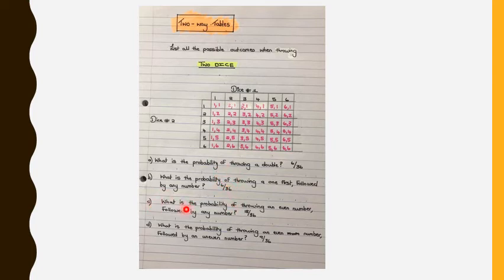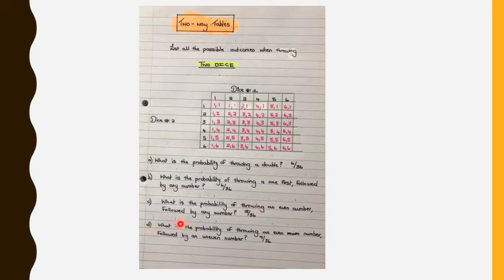Number C, what is the probability of throwing an even number followed by any number? Okay, so an even number would be all the 2s, all the 4s, and all the 6s over there. Okay, and in each one there's 6 numbers. So 6, 12, 18, because they say it can be followed by any number. So it is 18 over 36. And please just punch that into your calculator to get the simplified form there.